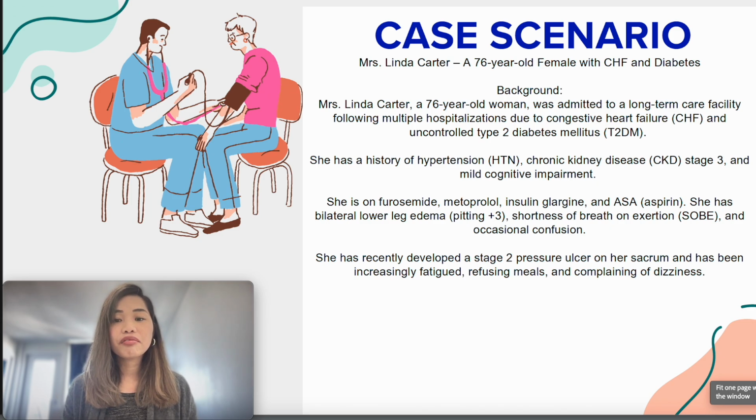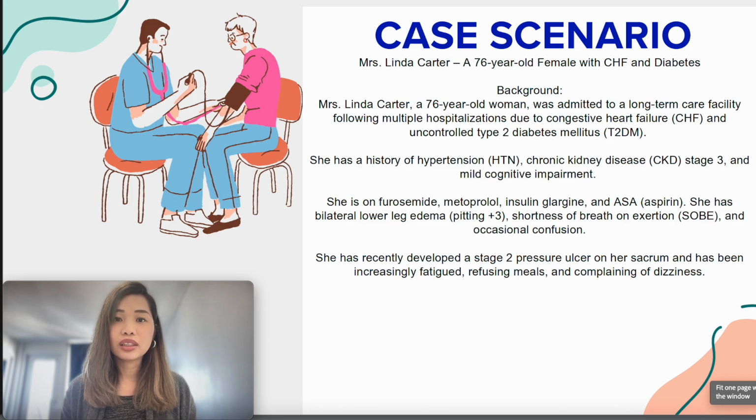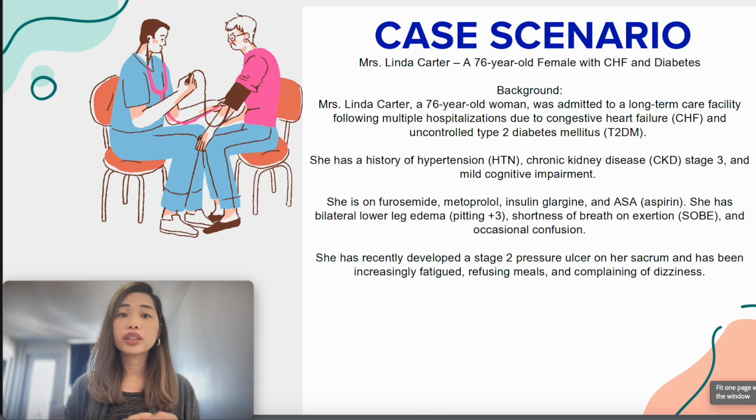She has recently developed a stage 2 pressure ulcer on her sacrum and has been increasingly fatigued, refusing meals, and complaining of dizziness. Just reading this case scenario, if you are doing your assessment, the first thing that you need to do is pick out the key information that will affect your patient's care. So again, it depends if you are the RN or the LPN or the HCA.